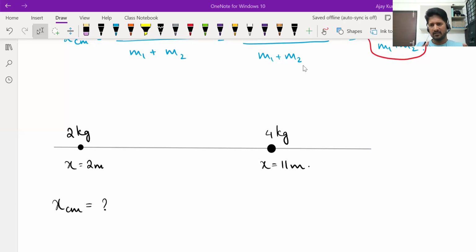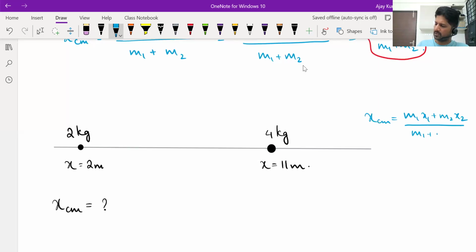Okay. If you substitute properly in the formula, x coordinate of center of mass is equal to m1 x1 plus m2 x2. There are only two particles, no? So m1 x1 plus m2 x2 by m1 plus m2. You will get the answer as 8 meters. This one is at 2, one is at 11. The center of mass is at x equal to 8 meters.